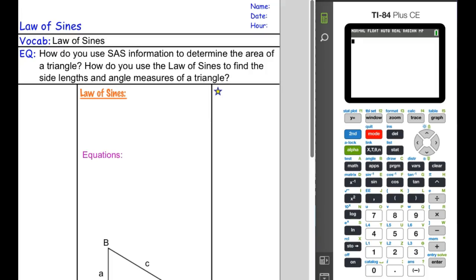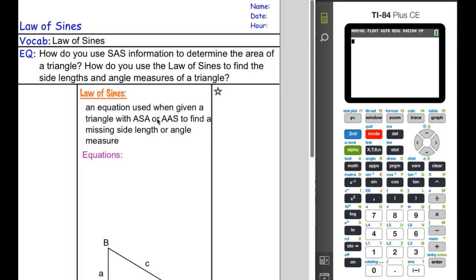Alright, hey guys, we're entering into the first of the few new concepts that we're going to learn this unit. Hopefully you've had some good successes so far with the stuff that's a review from Algebra 1 and Geometry. Today we're talking about the law of sines.